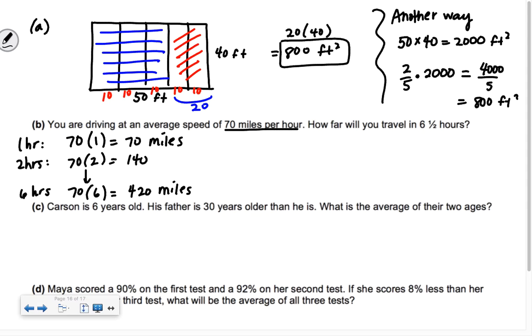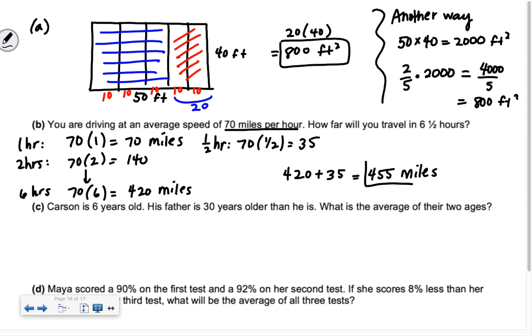Yeah, and so Caitlin's realizing that you're going to add 35. So if you add 35, that's going to be half of an hour, right? So 70 times 1/2 is 35. So you'd get 420 plus 35, 455 miles. So you don't have to have a calculator. You don't have to do like 6.5 times 70. I believe it would go to Caitlin, yes. She was the first that I heard.